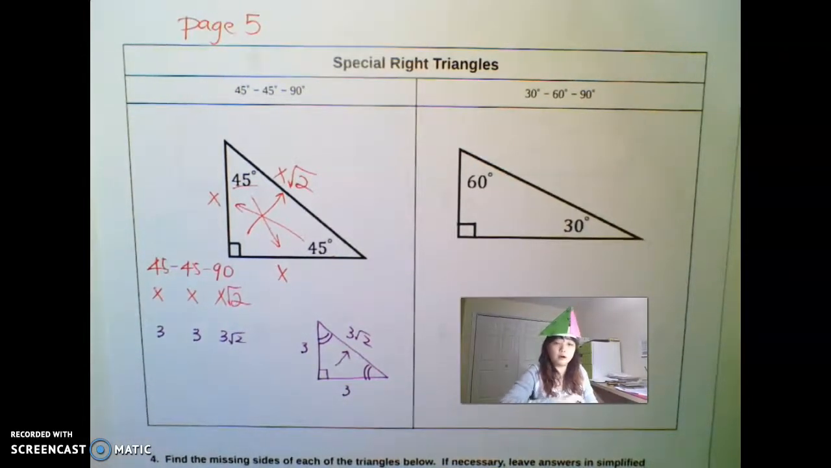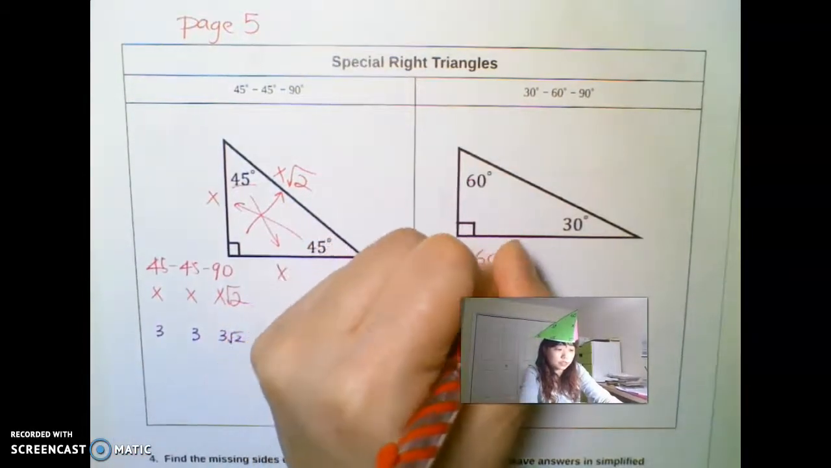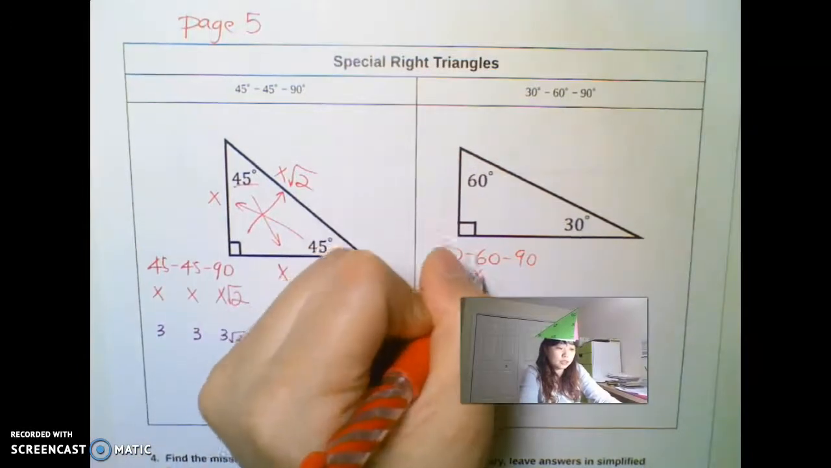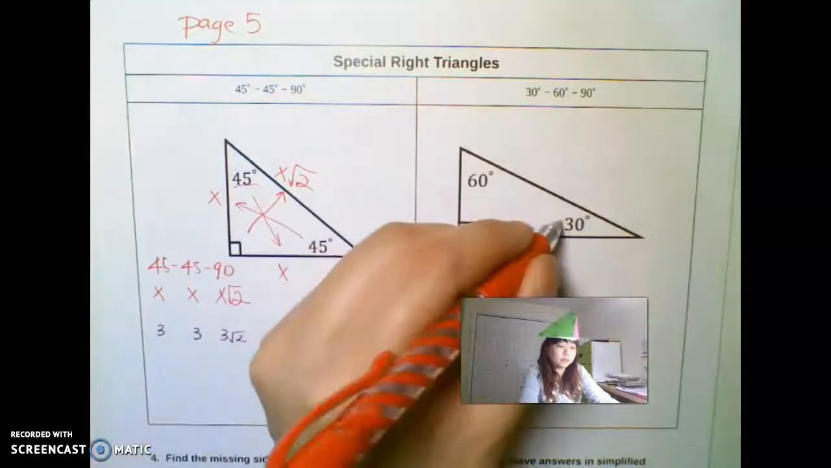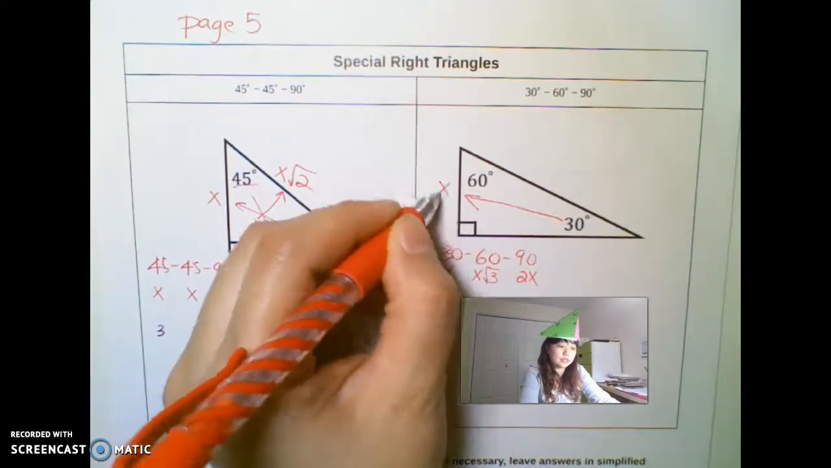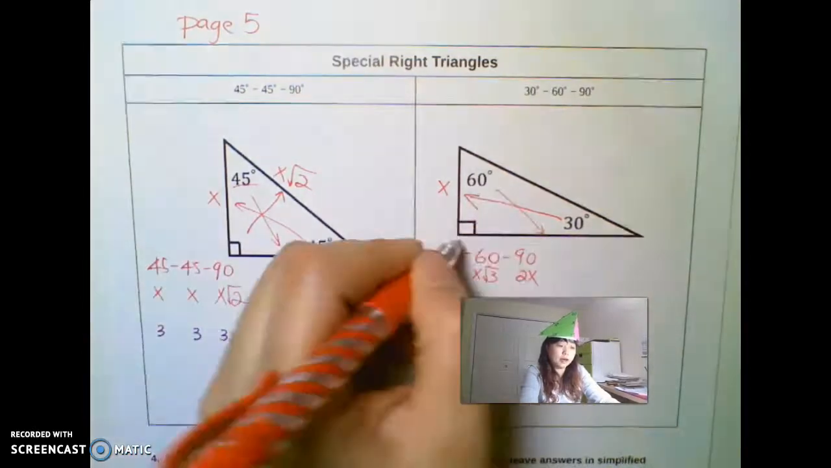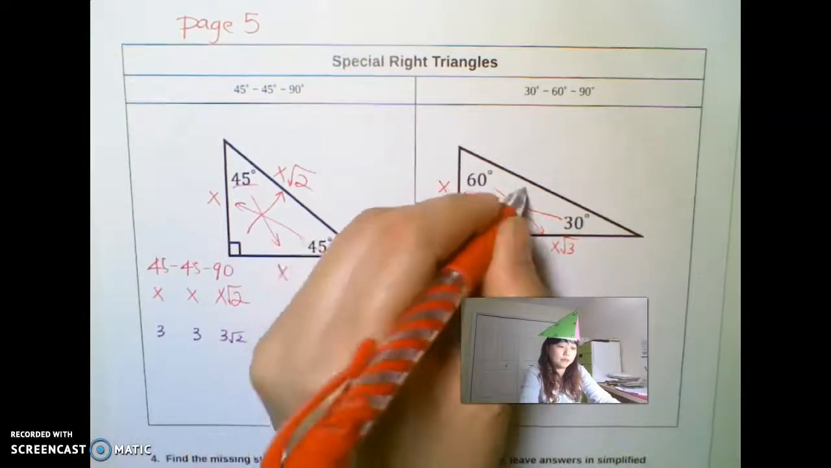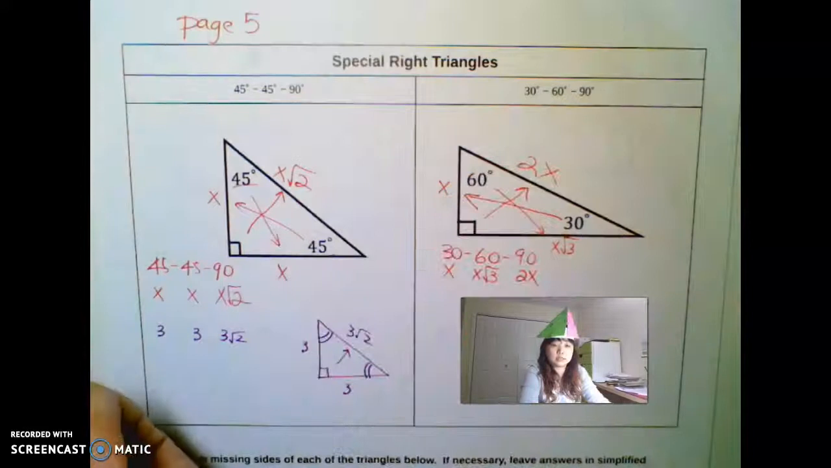Now let's talk about 30, 60, 90. For these, I would start with 30, 60, 90, and the ratio is x, x root 3, 2x. So opposite of 30, let's say that is x. Then opposite of 60, the bottom, will be x root 3. And then opposite of 90, the hypotenuse, is going to be 2 times x.